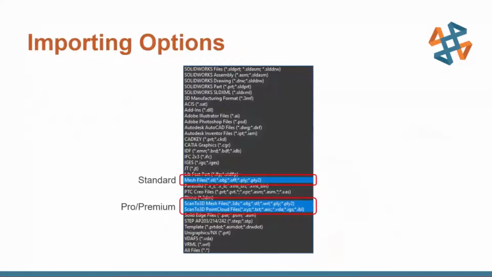And as far as importing mesh formats, I think it's important to point out that the standard version of SOLIDWORKS can now import mesh files, so STLs, OBJs, and whatnot there. But Scan to 3D is actually a Pro and Premium feature. So those higher level packages for SOLIDWORKS are able to import different types of data and different ways to manipulate that data. But it's not just meshes, it's also point clouds. So we'll take a look at some of those examples as well today.